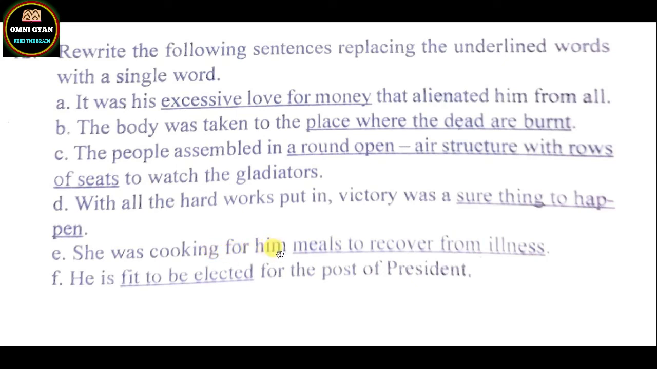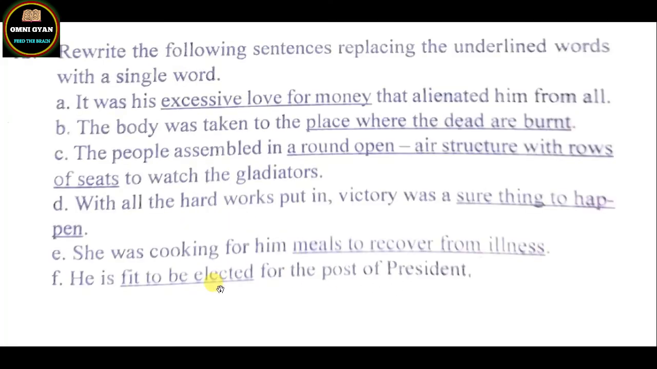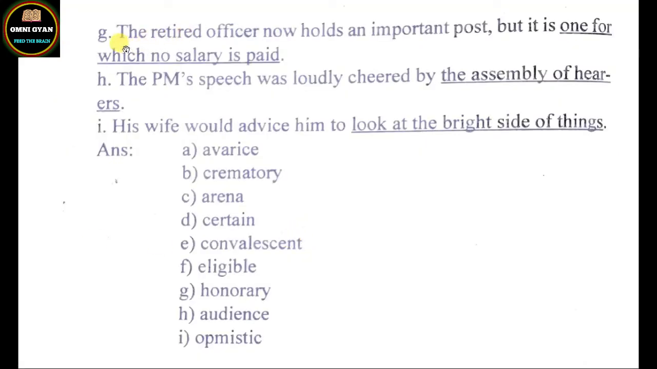He is fit to be elected for the post of president. Again, fit to be elected. Eligible. He is fit to be elected. So he is eligible for the post of president. In the previous slide, we discussed legible. Okay, eligible. Right. He is eligible for the post of president, like that, in this way. Okay. Number G, for which no salary is paid, is honorary. Okay, any post for which salary is not paid is known as honorary.